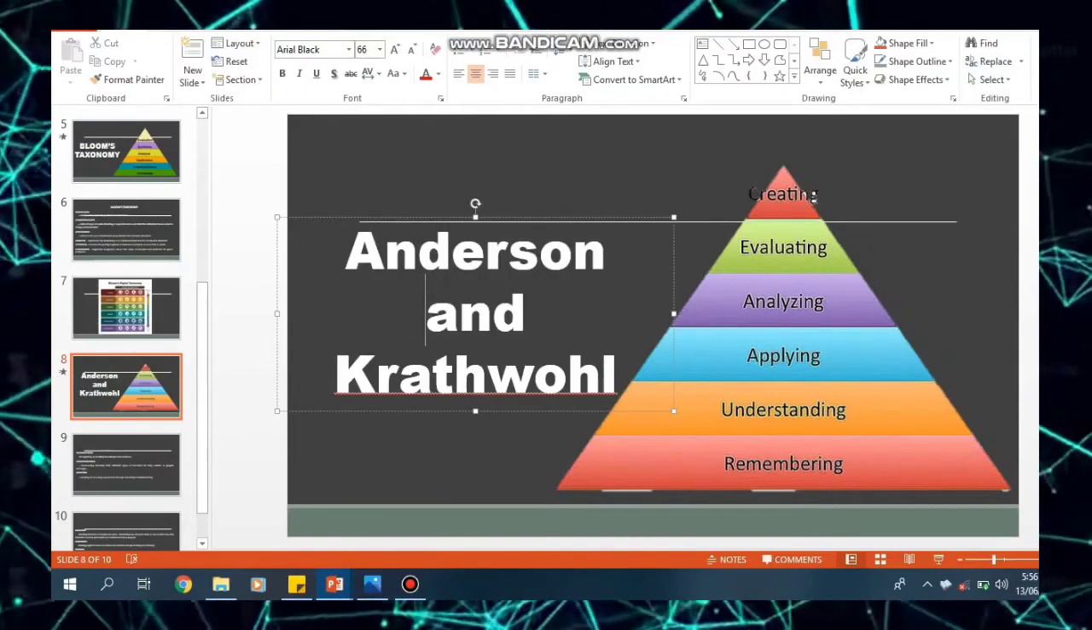So that's the 6 ways to reduce cognitive load in multimedia learning.